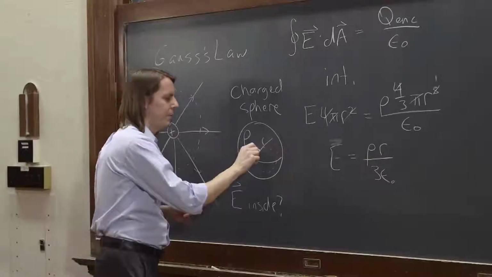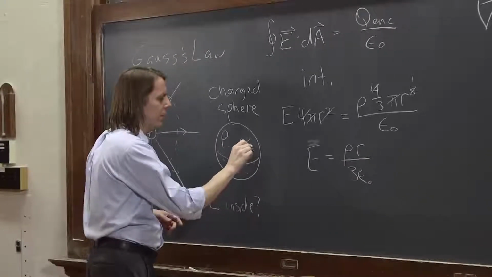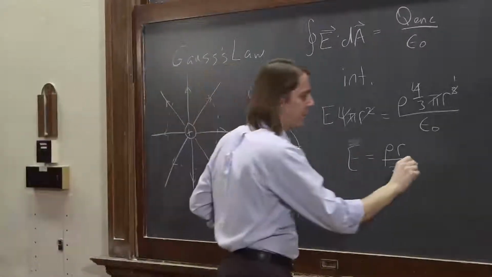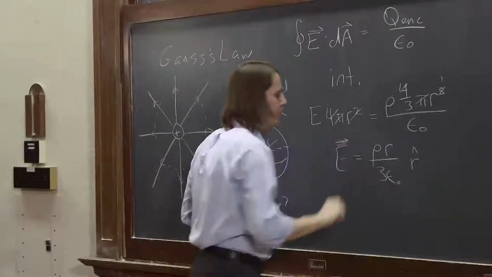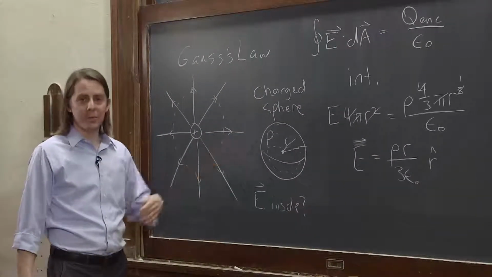The E field inside a sphere is 0 right at the center, which has to be due to symmetry, and it just increases linearly with radius. The E field gets bigger, pointing out in a radial direction. We figured that out from the symmetry, so we can give it a vector description. So that's what the E field does.